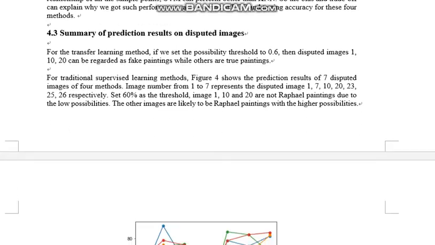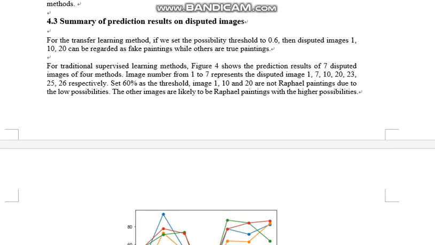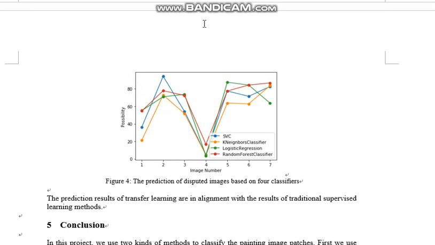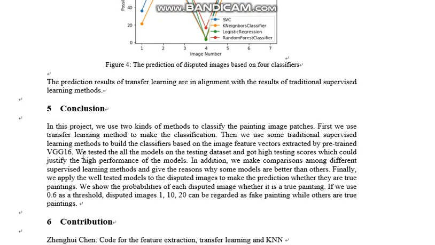Finally, we make a summary of the prediction results on the disputed images. We plot the prediction results of the 4 methods here. We found the prediction results of transfer learning are in alignment with the results of the traditional supervised learning methods. And finally, we give a small conclusion here. Thank you.